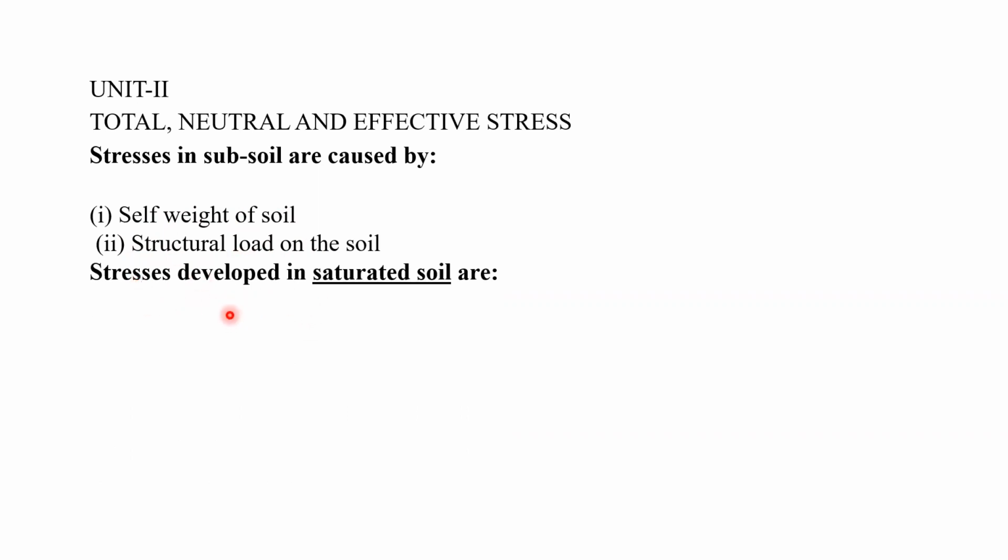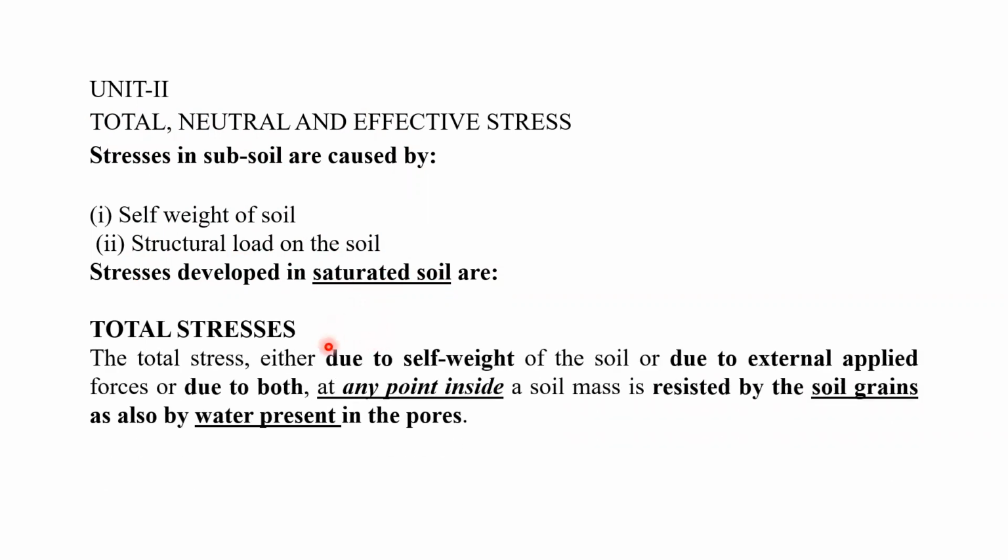So we are going to consider here stresses developed due to saturated soil. With respect to saturated soil, we are going to define these three parameters: total, neutral, and effective stress. So how can we define total stress? It is either due to the self weight of the soil, or due to the external applied forces, or due to both, at any point inside the soil mass, and is resisted by the soil grains and also by the water pressure in the pores.